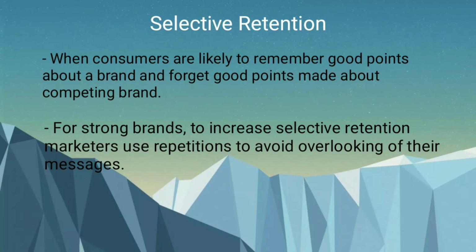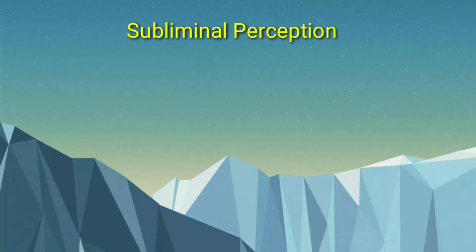For strong brands to increase selective retention, marketers use repetition to avoid overlooking of their messages. For example, if a brand is very strong in the market like Samsung, the advertiser will repeat the message about their product to help the customers retain those messages in their mind. So we are done discussing the three selective perception mechanisms. Let's proceed to subliminal perception.